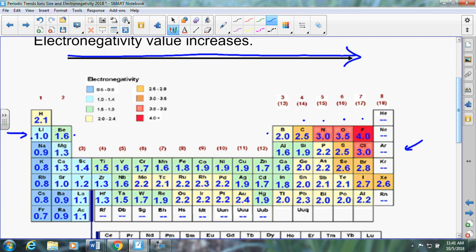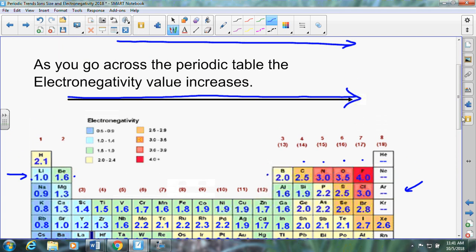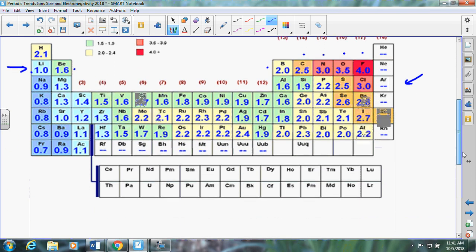You will notice that same trend in general across. And what we're observing is that the electronegativity value increases going across from left to right. Make sure you're writing numbers, drawing pictures, doing whatever is necessary.